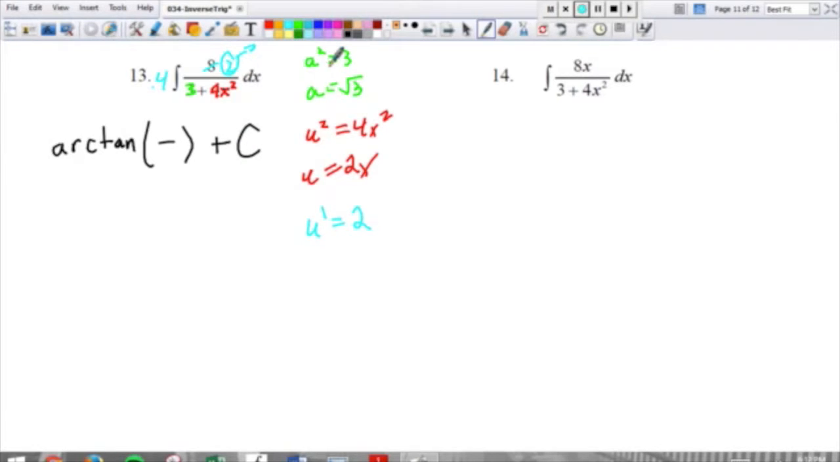Now, the 4 should have still been out front. The a is root 3, and the u is 2x. Oh no, it didn't change color.